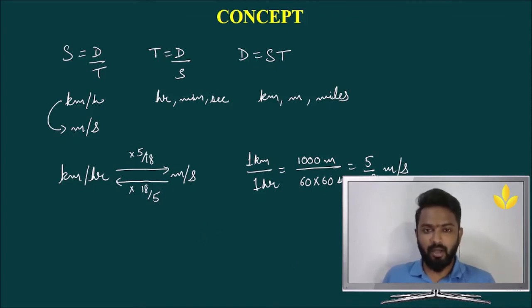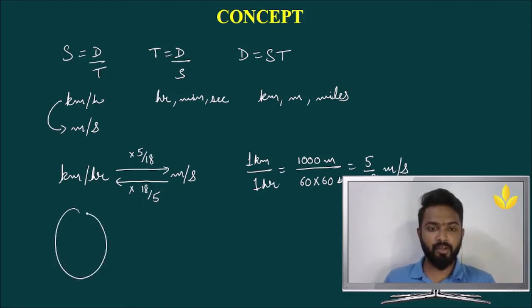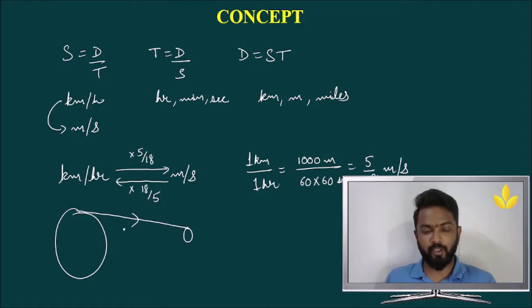A lot of people get confused between 5 by 18 and 18 by 5, and when to use which. I'll give you a nice mnemonic to remember that. Kilometer per hour is a big quantity. Meter per second is a small quantity. So whenever you go from kilometer per hour to meter per second, you are making it smaller. So you need to ask yourself, which one is the smaller number over here? Is it 5 by 18 or is it 18 by 5? Clearly 5 by 18 is the smaller number. So we multiply with 5 by 18 when we are making it smaller.